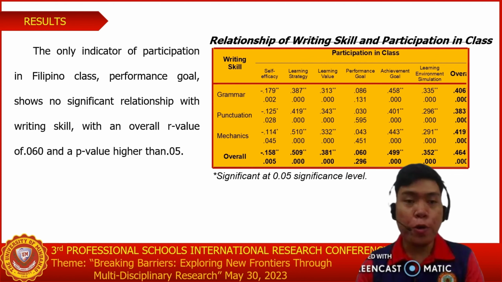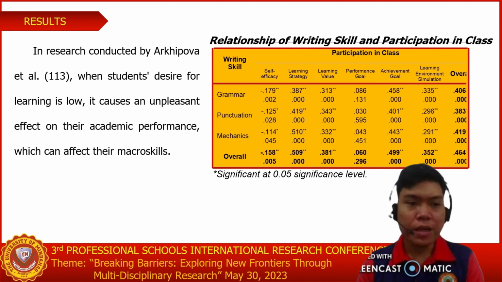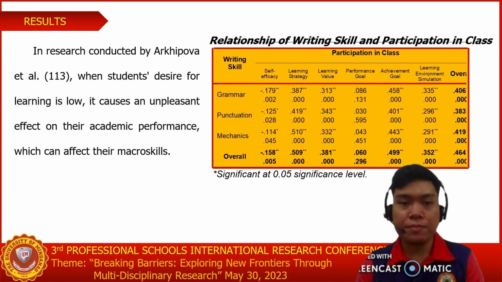The only indicator of participation in Filipino class, the performance goal, shows no significant relationship with writing skill, with an overall R value of 0.060 and a P value higher than 0.05. In research conducted by Archifoba et al., when students' desire for learning is low, it causes an unpleasant effect on their academic performance, which can affect their macro skills.